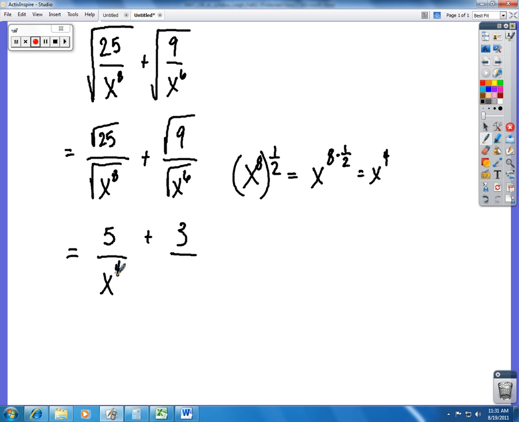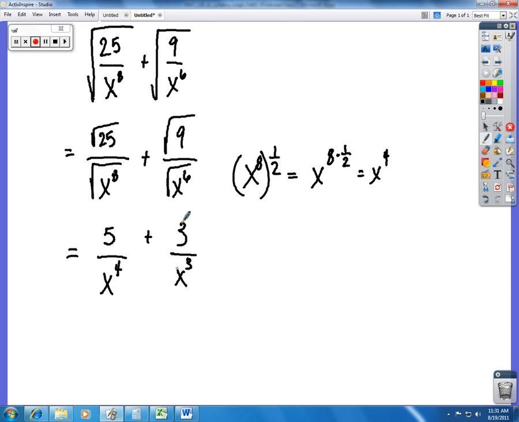Okay? If we do the same thing for x to the 6th, you're essentially just dividing that exponent in half when you take the square root. So it's x to the 3rd. Okay, now in order to add these two fractions together, we need the common denominator like we did with the last section. So I'm looking at the highest exponent, which in this case is the 4.